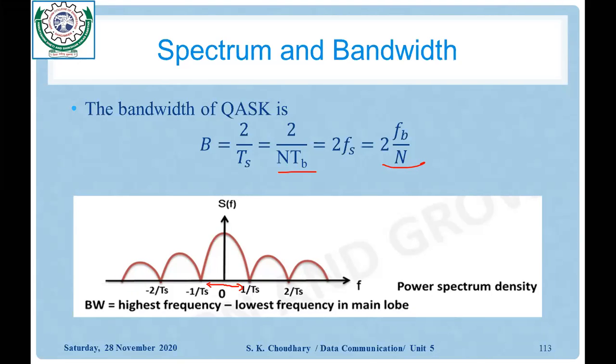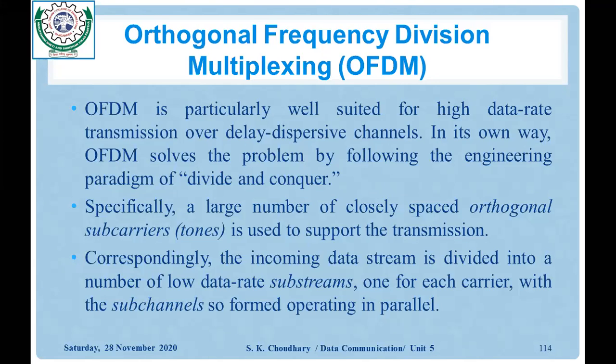So this is all about unit number 5, but I will introduce one more topic, and I will give you an assignment to find more information about this technique and write notes on it. This is a very modern technique used in communication systems: OFDM, orthogonal frequency division multiplexing. OFDM is particularly well suited for high data rate transmission over delay dispersive channels. In its own way, OFDM solves the engineering paradigm of divide and conquer. A large number of closely spaced orthogonal subcarriers is used to support the transmission. So basically this OFDM is used in the communication industry.